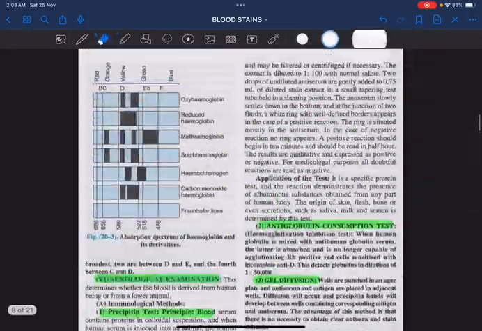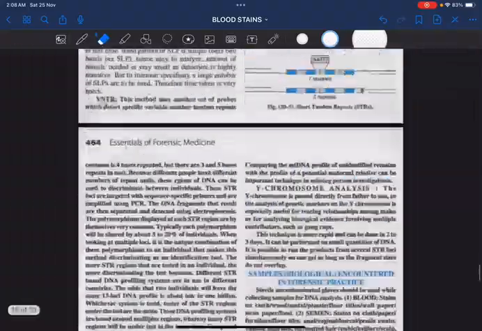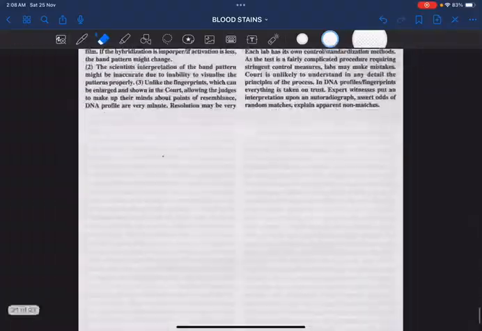So these are the various important things that you have to remember in this chapter, and I think with this we have come to the end of this chapter.